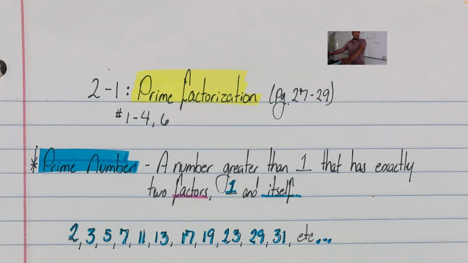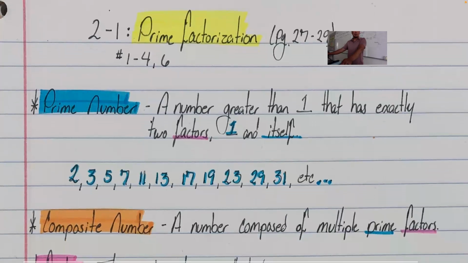The first is the definition of a prime number. A prime number is a number greater than 1, and really I could have put here an integer because it's a number without a decimal value. So a number that is greater than 1, beginning with number 2, that has exactly 2 factors, 1 and itself. In other words, we're talking about numbers that can only be divided by the numbers 1 and themselves.